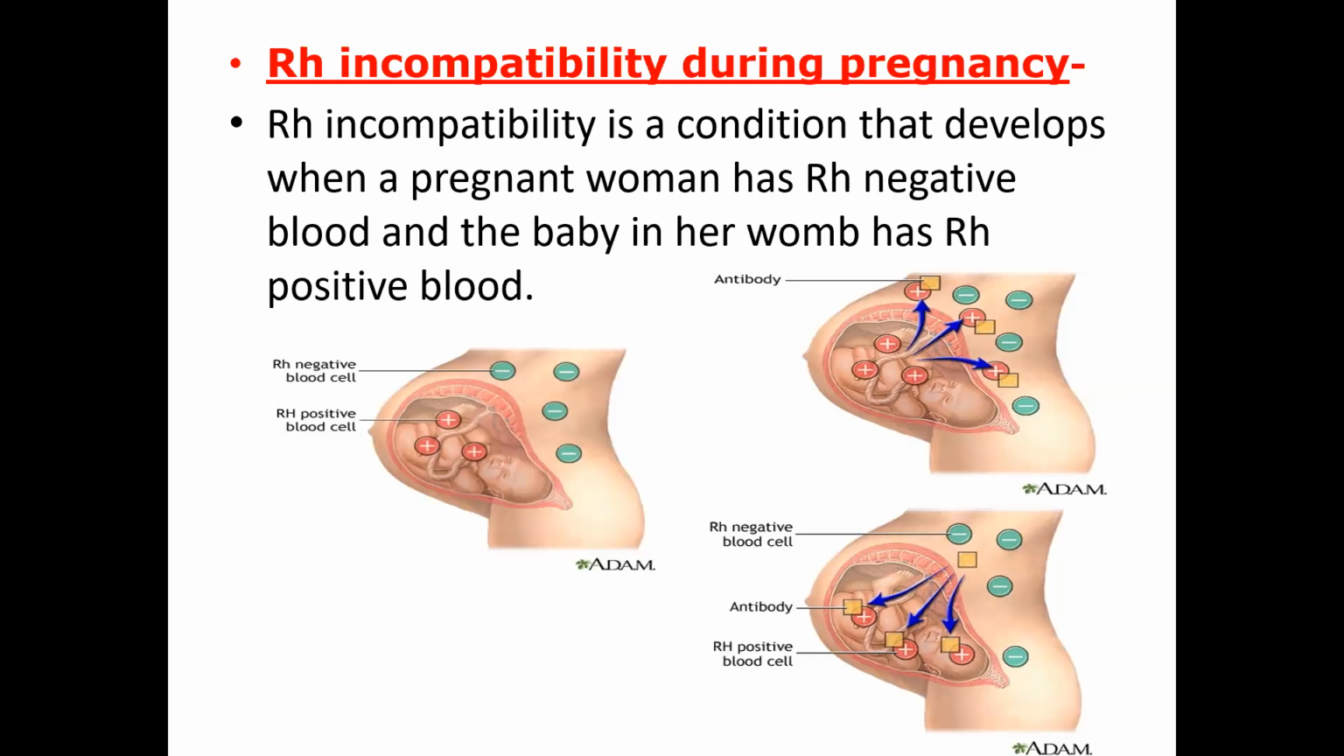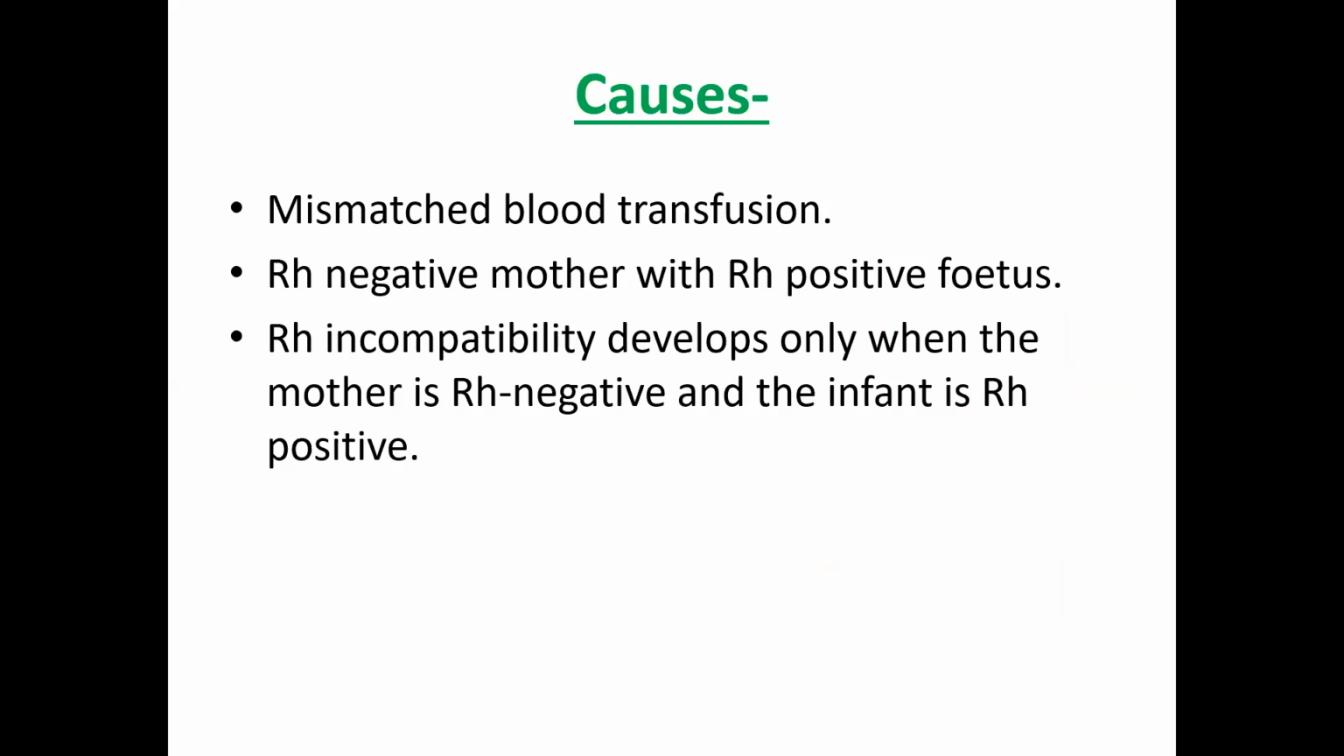When the pregnant woman has RH negative blood and the baby has RH positive blood. Okay, then a mismatched blood transfusion. It may be that a mismatched blood transfusion has happened. RH negative mother with the RH positive fetus. RH incompatibility develops only when the mother is RH negative and the infant is RH positive. Okay, so these are the conditions due to RH incompatibility.